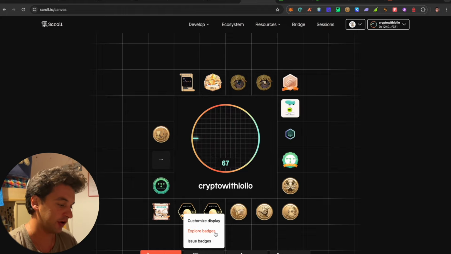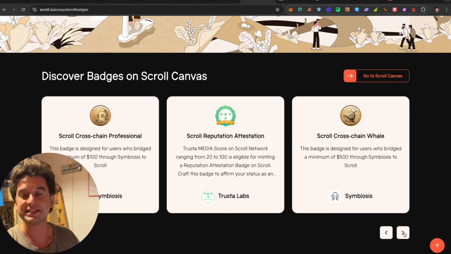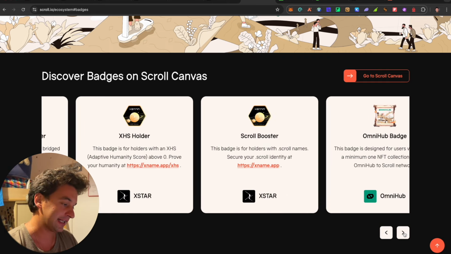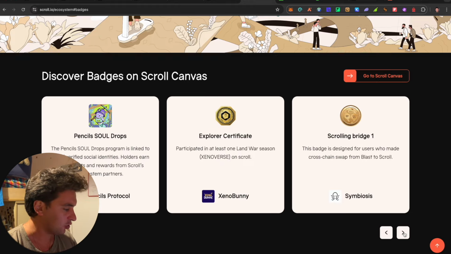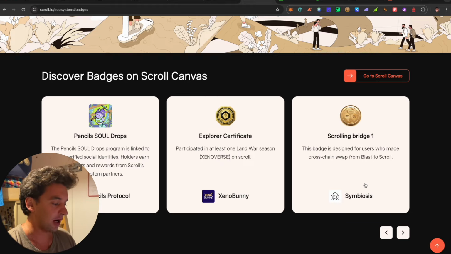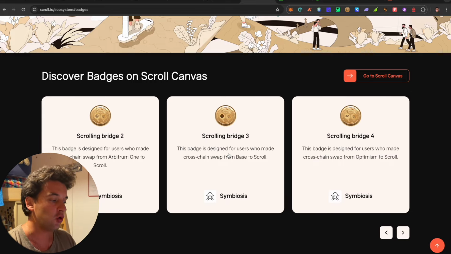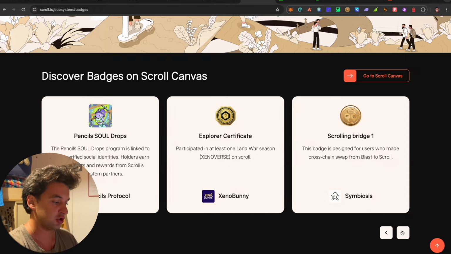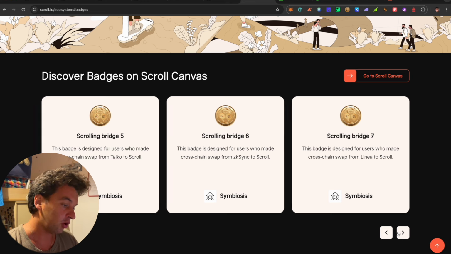Now, as we see over here, explore the badges, we got some new ones, and they are extremely easy to go and earn, to go and collect. As we see over here, we got, I believe it is 10 or something. We got the Scroll Bridge 1, 2, 3, 4, 5, 6. Now, they are super easy. There is no minimum required, and all you gotta do is bridge, for example, from Blast to Scroll, Arbitrum to Scroll, Base, Optimism, all from them to Scroll.